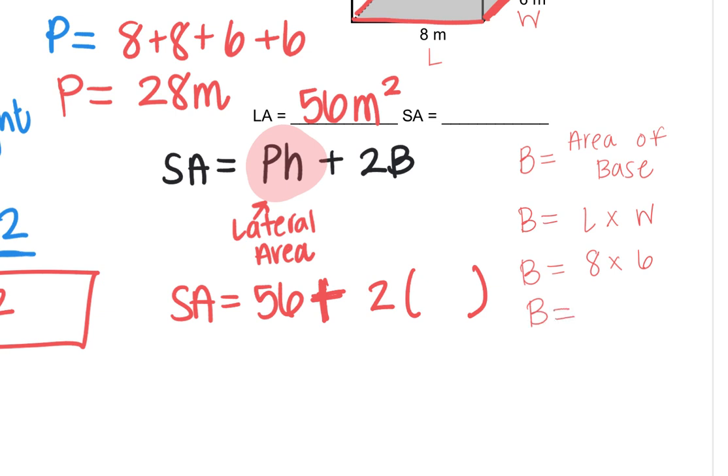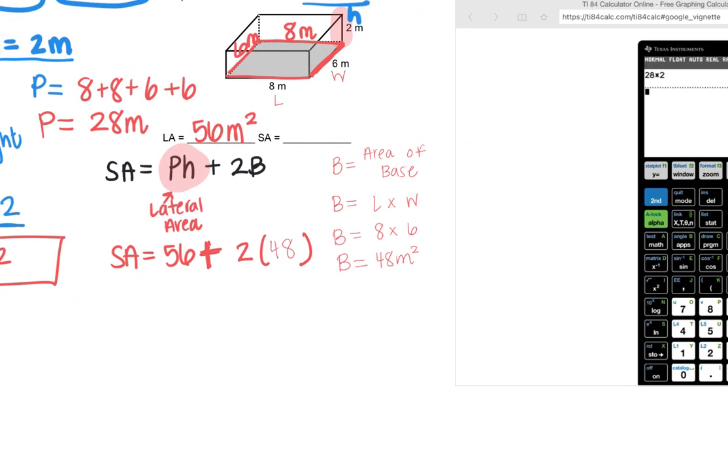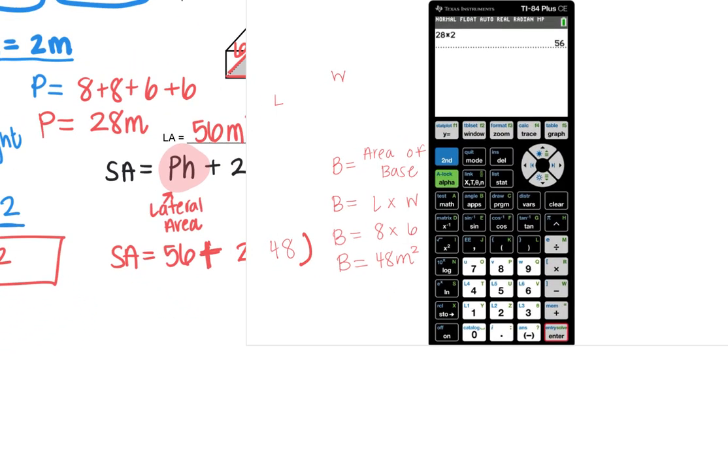When I use my calculator, I get 48 meters. All right, so I got 48 meters, and it's squared, right? It's area. So I'm going to write 48 inside here where B should have gone, okay? So I took out B, I plugged in its answer, which is 48. All right, so I have to take 56 and add it to this 2 that's multiplying with 48. We can put this in our calculator if we need to, and that's exactly what I'm going to do.